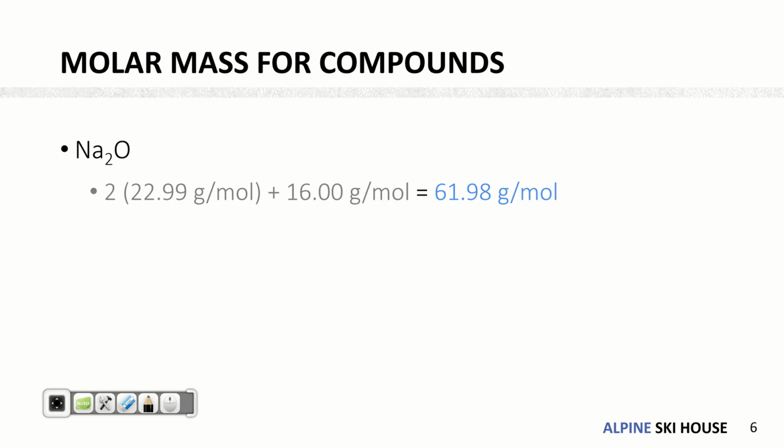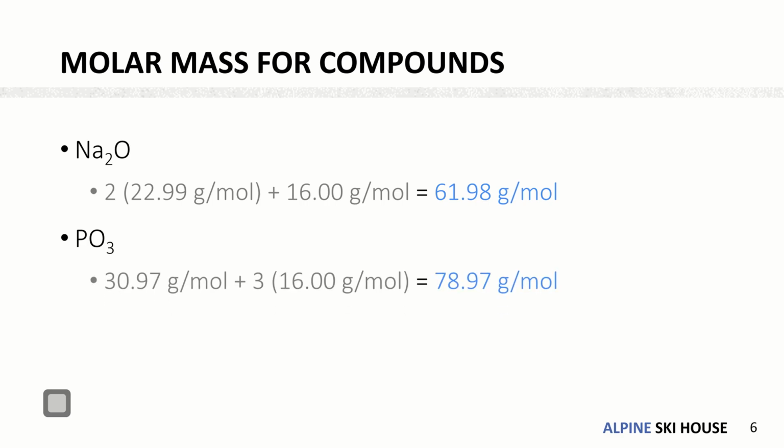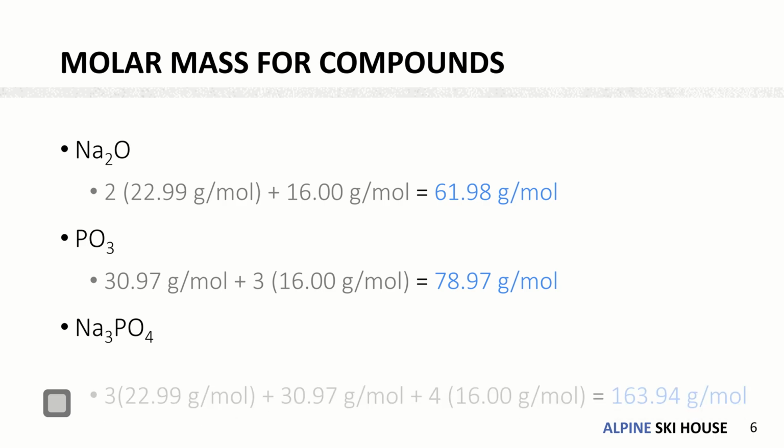Okay? So we're just adding up all the different atoms that are in it. If there's more than 1 based on the subscript, you multiply that molar mass by that subscript. So PO3, we'd have 30.97. We don't need to multiply it by anything, plus 3 oxygen, so 3 times 16, and I add it all up, 78.97 grams per 1 mole. And the last one, Na3PO4. And again, I mean, you're going to have to do these. That's sodium phosphate. I'm going to have to multiply sodium by 3. Phosphorus will just need 1, and then 4 oxygens.